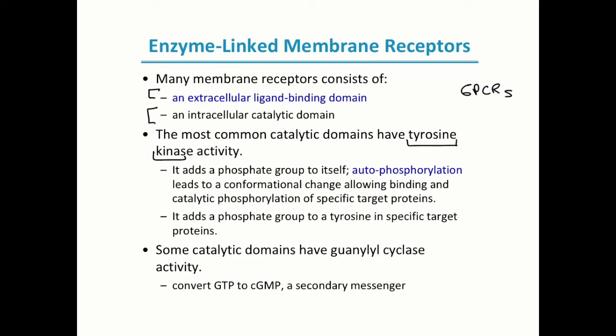In addition to this, there are some catalytic domains that have guanylyl cyclase activity. So let's break down that name. Cyclase is a name for a type of enzyme. Remember, enzymes often have names that end with ASE, and it's going to catalyze a chemical reaction to form a cyclic compound. And with guanylyl cyclase, it's going to convert GTP, guanosine triphosphate, to cyclic guanosine monophosphate.